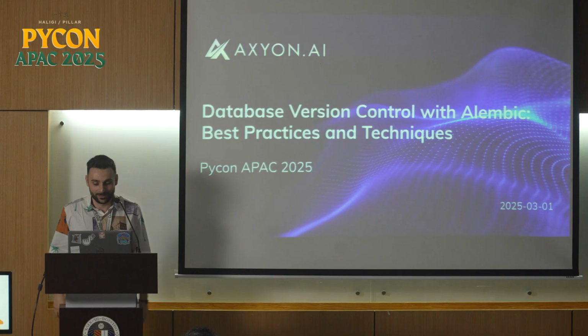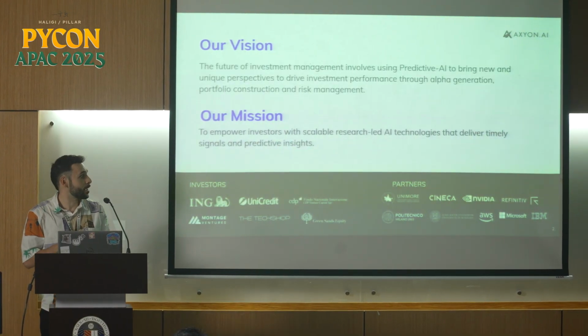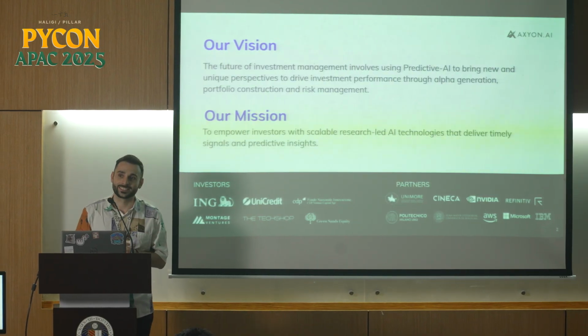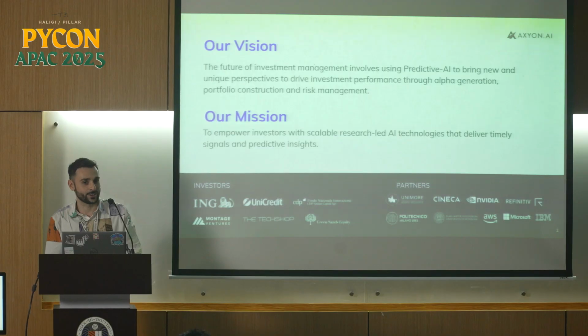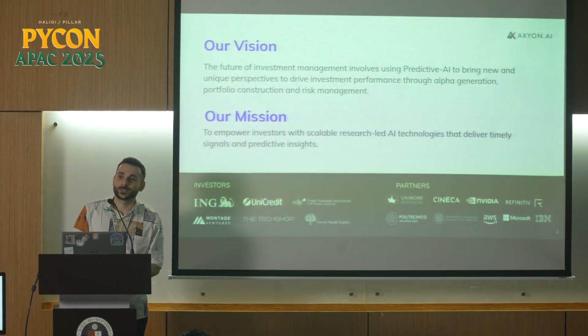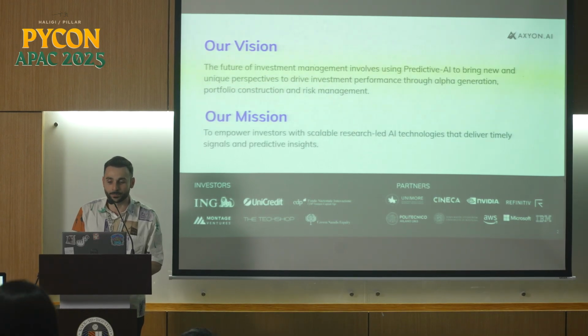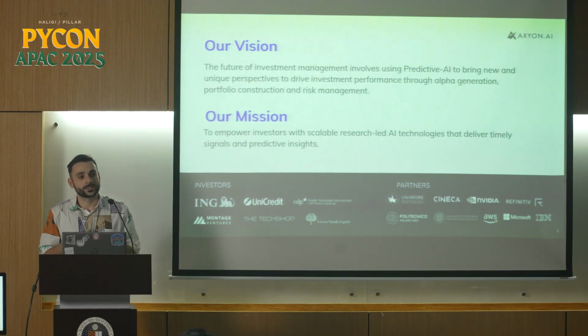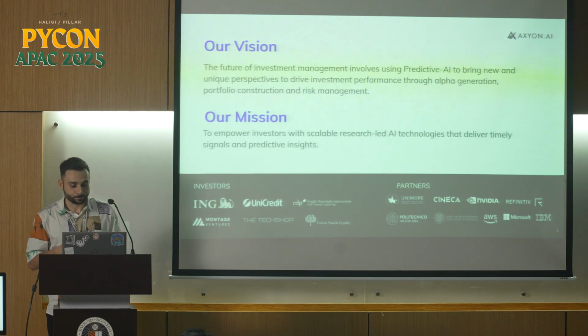Let me introduce myself. My background is computer engineering, and currently I'm head of data engineering at Axion AI. Axion AI is an Italian fintech company, and what we do is apply machine learning and deep learning techniques to financial time series. So our goal is to help portfolio managers with their strategies in asset allocation, leveraging the power of AI.